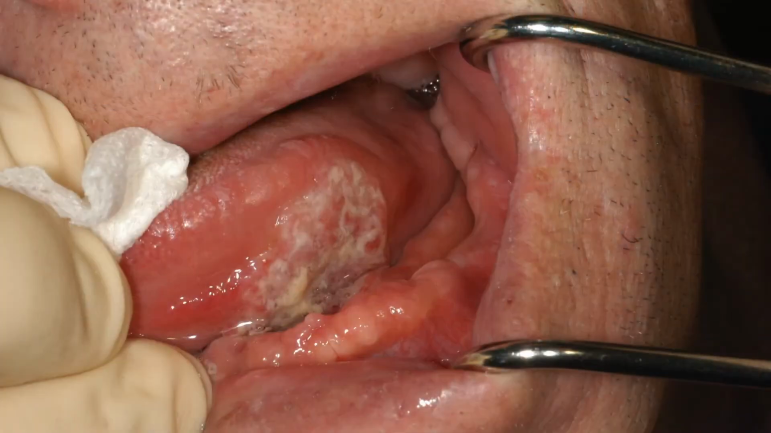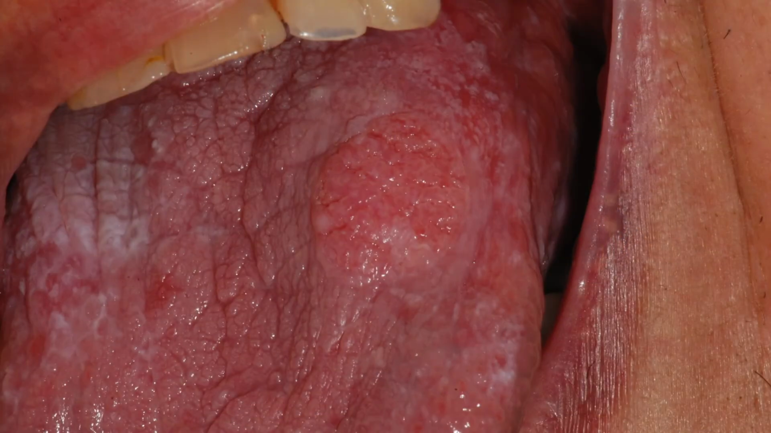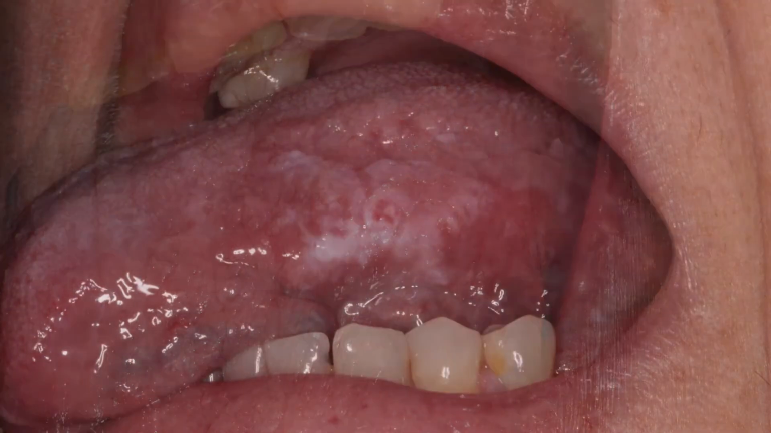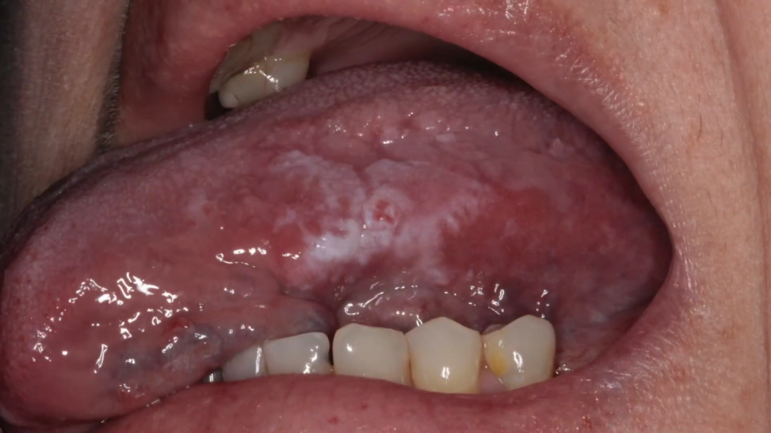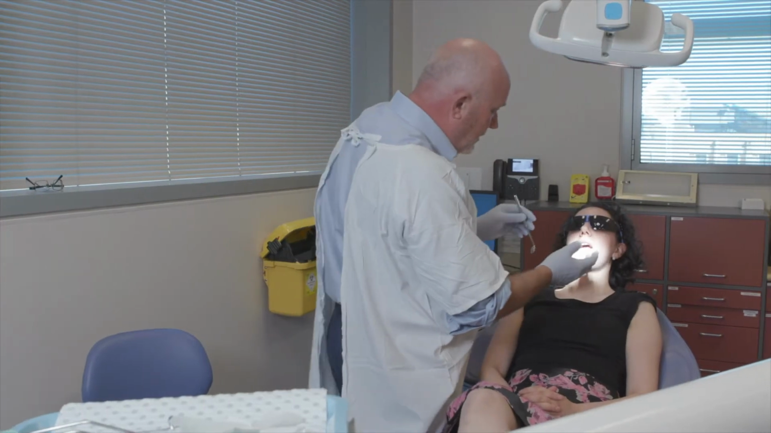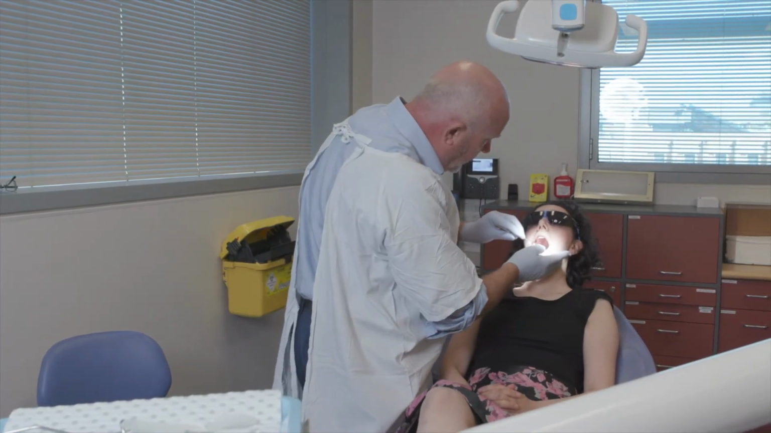So the most common presentation is a persistent ulcer or a lump in the mouth that the patient's been aware of for more than 3 weeks. The most high-risk sites are the lateral margins of the tongue and the floor of the mouth, but oral cancer can occur anywhere in the oral cavity. Other lesions that we'd be concerned about are persistent red patches, erythematous, or speckled lesions as well.